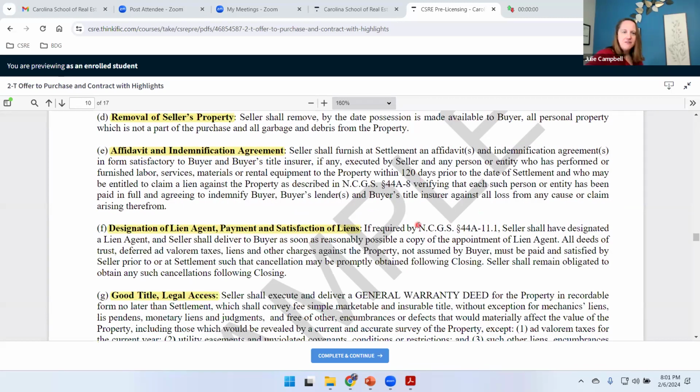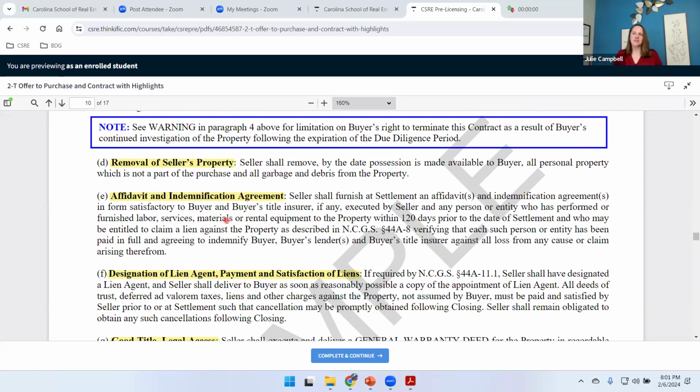Affidavit indemnification. This is one thing that the seller is going to have to sign at settlement saying, remember that mechanics lien, 120 days. So let's say during due diligence, the buyer asks the seller to do repairs and the seller says, yeah, I'm happy to do it. And they do the electrical repairs, but they never pay the electrician. 120 days later, that mechanic files a lien, but the property's already conveyed.